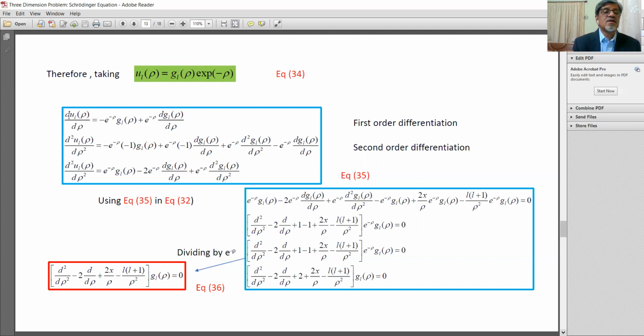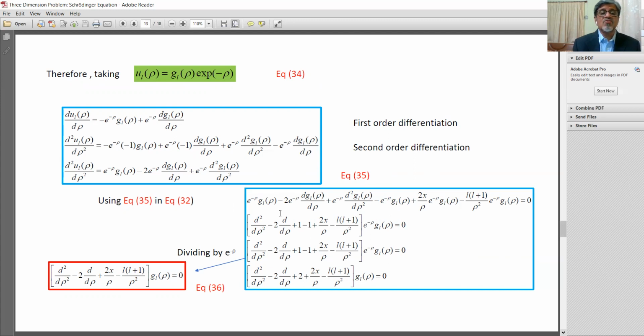Now we take a differentiation dU_l(rho) by d rho. So taking a differentiation first order. Taking a second order differentiation d2U_l(rho) by d rho square. This part is again differentiated. And simplifying, d2U_l(rho) by d rho square is equal to e to the power minus rho G_l(rho) minus 2 e to the power minus rho dG_l(rho) by d rho, and the last term is e to the power minus rho d2G_l(rho) by d rho square. So that is represented by d2U_l(rho) by d rho square. This is equation number 35, and using 35 in 32. So 35 is representing the second order differentiation that is put in equation number 32.